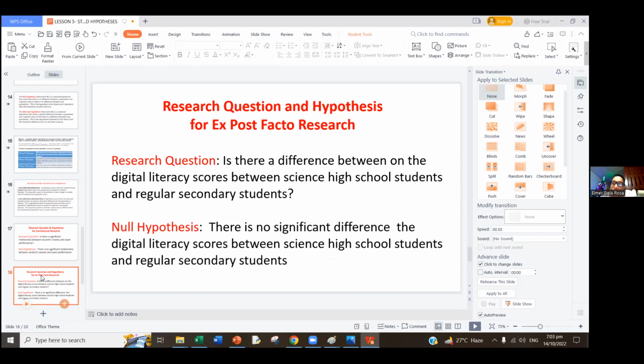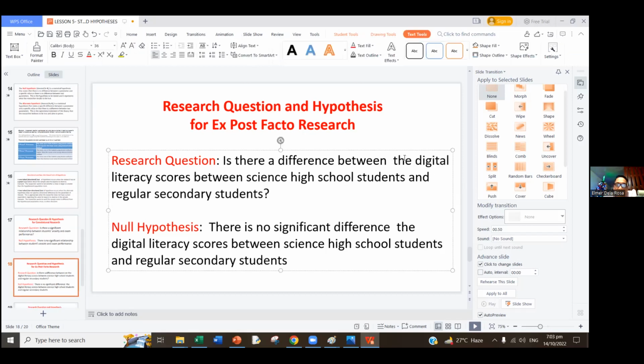Ulitin ko, i-state mo lang siya ng declarative. Ang research question natin, is there a difference on the digital literacy scores between science high school students and regular secondary students?